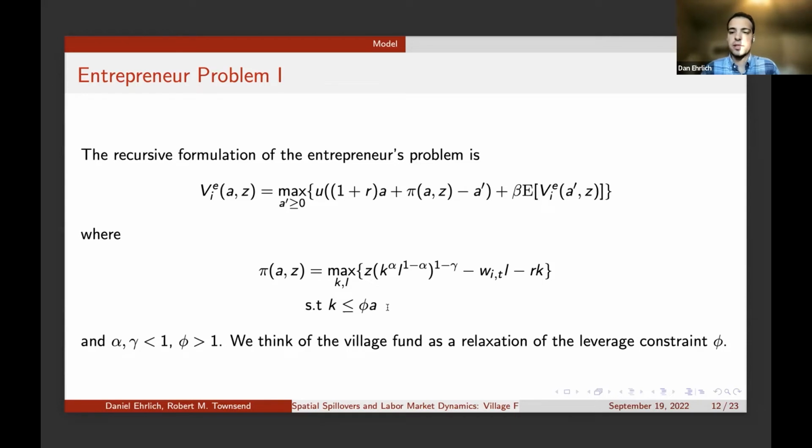Finally, the important part here is that there's a financial constraint, or a leverage constraint, on the amount of capital that they can rent. This is going to depend on the amount of assets that they own. So they can only borrow less than phi times A, which is the amount of assets that they have. I'm going to get to this in the future, but we're going to think of the village fund as a relaxation of this leverage constraint phi.